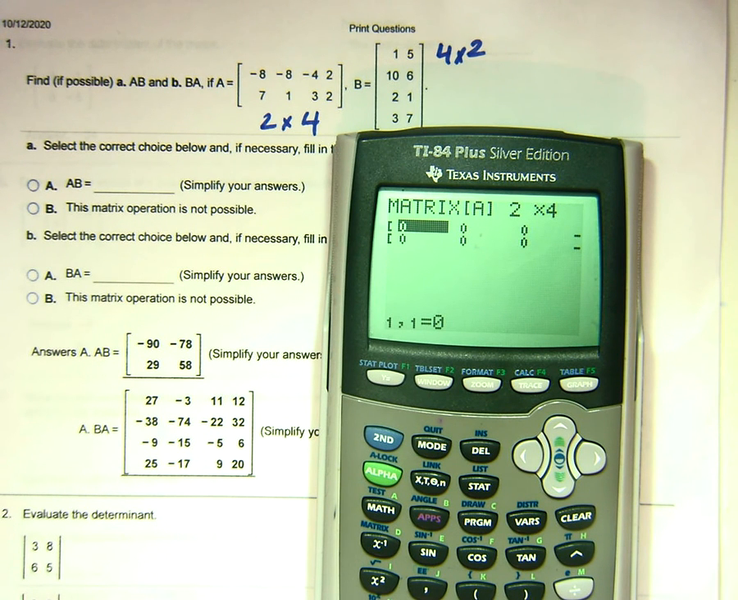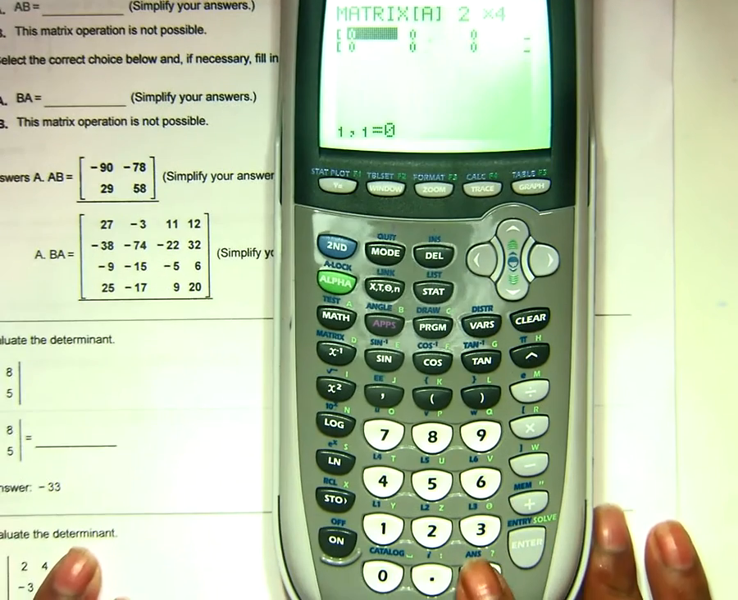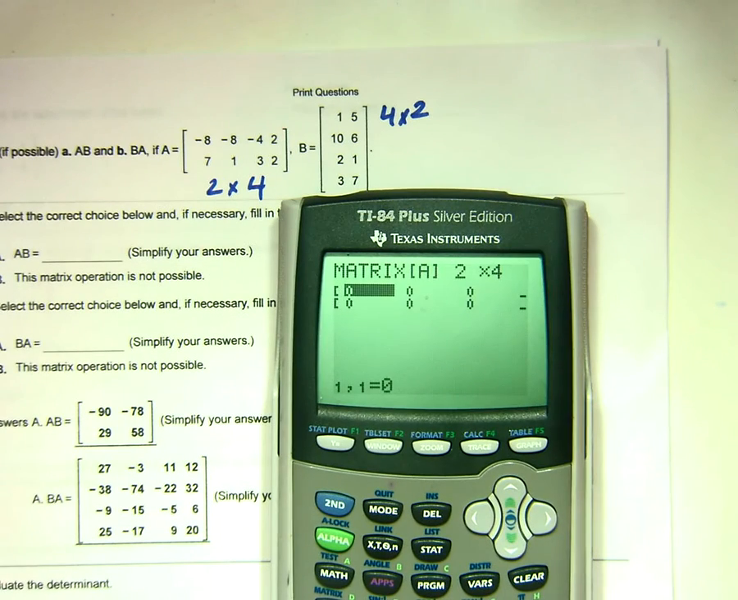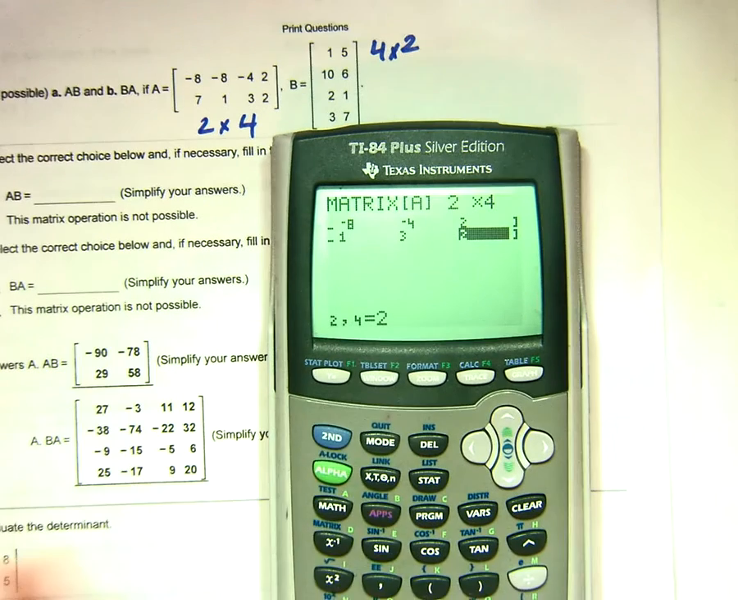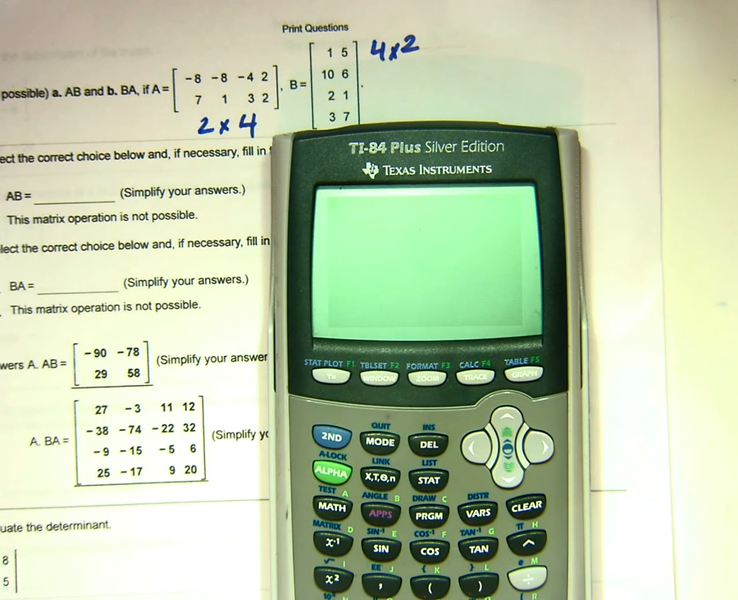So we're going to put these numbers in as listed. Make sure you hit enter each time. So we're going to put our first number as -8. So let me move my calculator again so you can see the numbers. This is your negative key, where my finger is. So we're going to have -8, enter, -8, enter, -4, enter, 2, enter, 7, enter, 1, enter, 3, enter, and 2, enter. So now we have our matrix A. To exit out of that, you're going to hit second, then mode. That's going to quit. Now we have to put in our 4 by 2 matrix, which is matrix B.